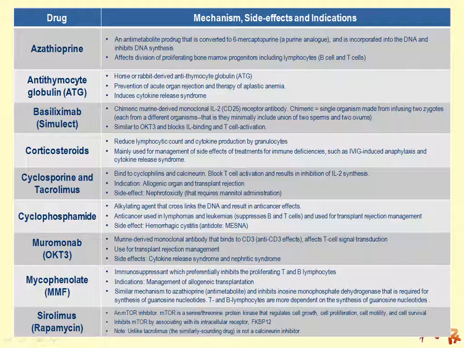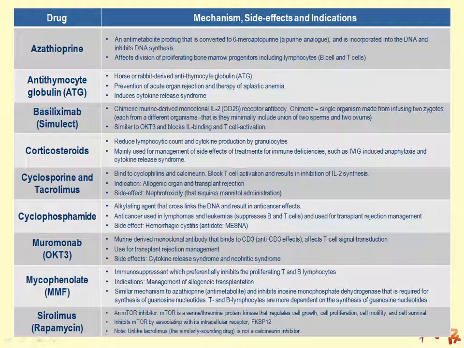Basiliximab or Simulect is a chimeric murine-derived monoclonal interleukin-2 receptor antibody. What is the other name for interleukin-2 receptor? CD25. If you've been interested, chimeric is a term that refers to a single organism made from fusing two zygotes, each from a different organism. That is, they minimally include union of two sperms and two ovums. Basiliximab is similar to OKT3 and blocks interleukin binding and T-cell activation.